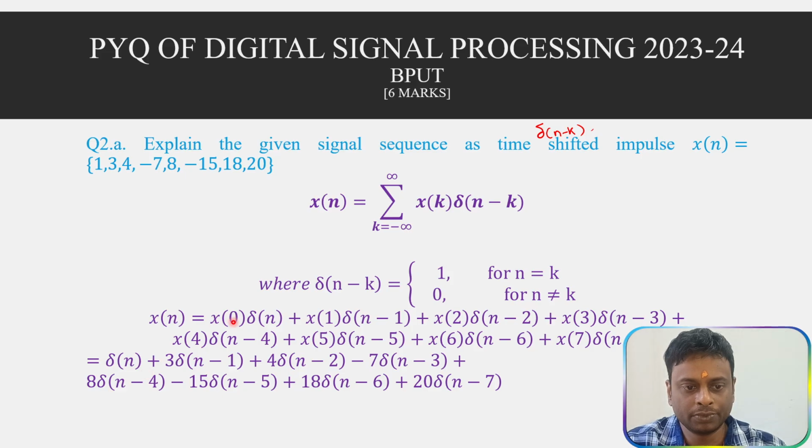So x of 0 equal to 1, so it will be delta of n. x of 1 equal to 3, so 3 times delta of n minus 1. Then 4 times delta of n minus 2. x of 3 equal to minus 7, so that will be minus 7 times delta of n minus 3. Then minus 15, then x of 6 equal to 18, then 20. So this is how we have expressed x of n in terms of time shifted impulses. Delta of n minus 1, delta of n minus 2, these are the shifted impulses. So this is a 6 mark question.